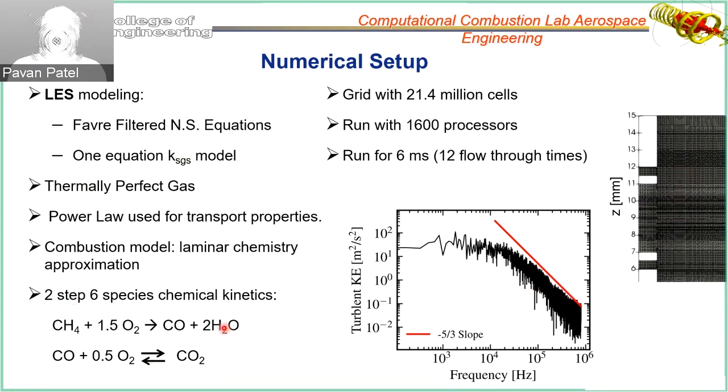We're using a two-step, 6-species kinetic mechanism, and we ran the simulation I'm showing here for 6 milliseconds, which is about 12 flow-through times, using 1600 processors. To run for 6 milliseconds, the simulation took about 4 days to complete. And something important that I forgot to mention is we're assuming a thermally perfect gas, and we are also using the one equation KSGS model for subgrid kinetic energy.